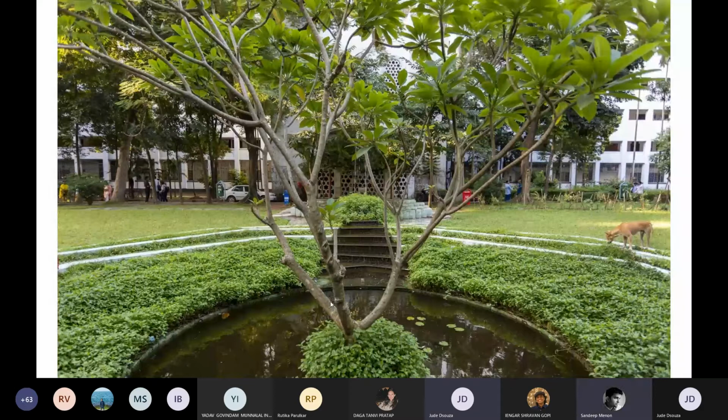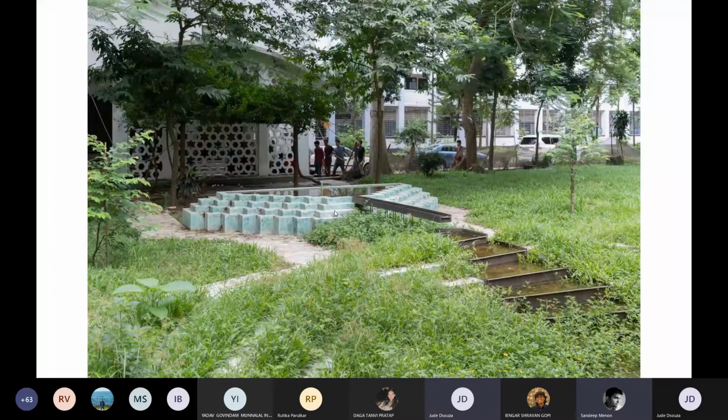It is indeed a plumeria tree, Jude. Yeah, all right, you were right.